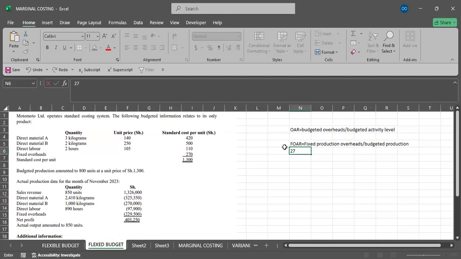So if you're given 270 as the fixed overhead absorption rate, then it should be equal to fixed production overheads over budgeted production. As per the budget, how many units are they supposed to produce at full capacity? That is the budgeted activity level of 800. So you can clearly see that the only unknown item is the fixed production overheads. Please go ahead and give us the fixed production overheads.